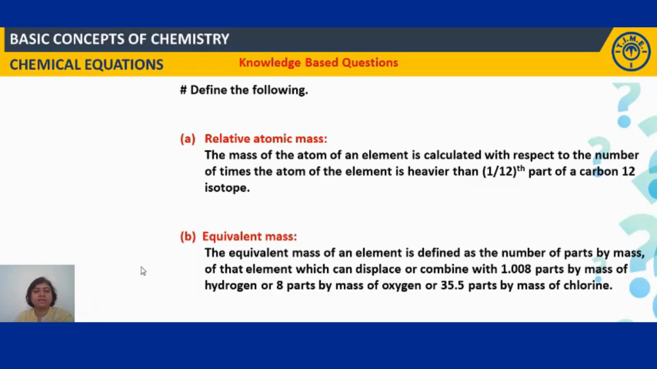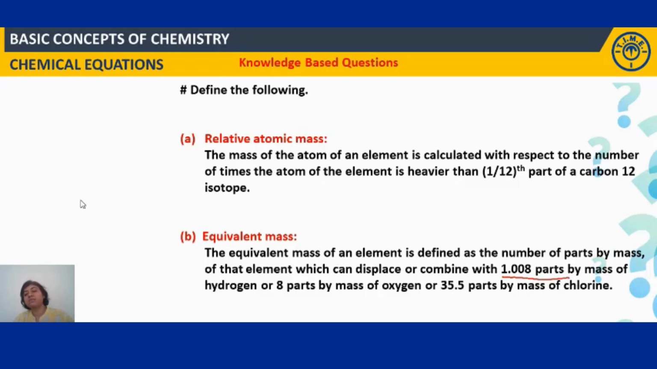Now let's understand the definition of equivalent mass clearly. Okay, so let me discuss it. What is given? The equivalent mass of an element is defined as the number of parts by mass of that element which can displace or combine with 1.008 parts by mass of hydrogen. First, let's start with this 1.008 parts by mass.